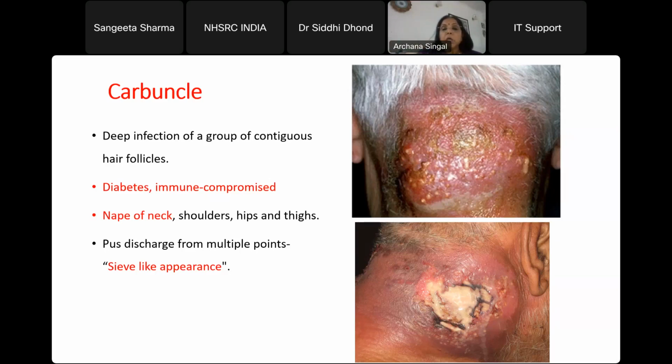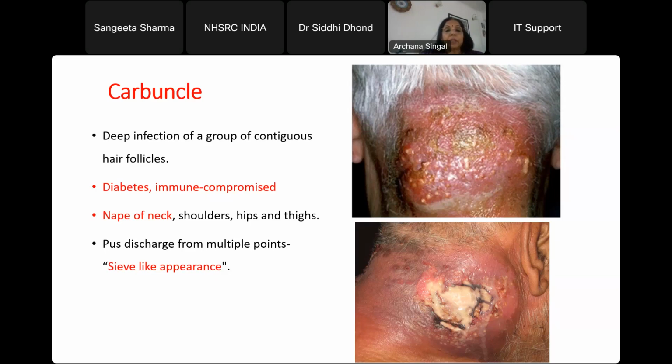intervening dermis. So this becomes a huge, big indurated mass. And you can see these small pustules, which are all perifollicular. Okay. So this gives a sieve-like appearance, as if you are straining something through a sieve. And it is a short feature of diabetes or immunocompromised patients, and usually occurs on the buttocks and nape of the neck, where there are a lot of hairy areas. So pus discharge from multiple openings, as you can see here, gives a sieve-like appearance.